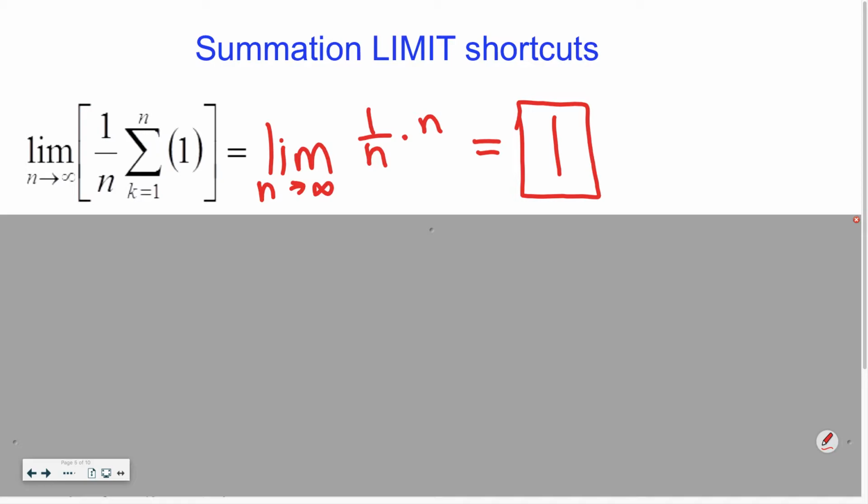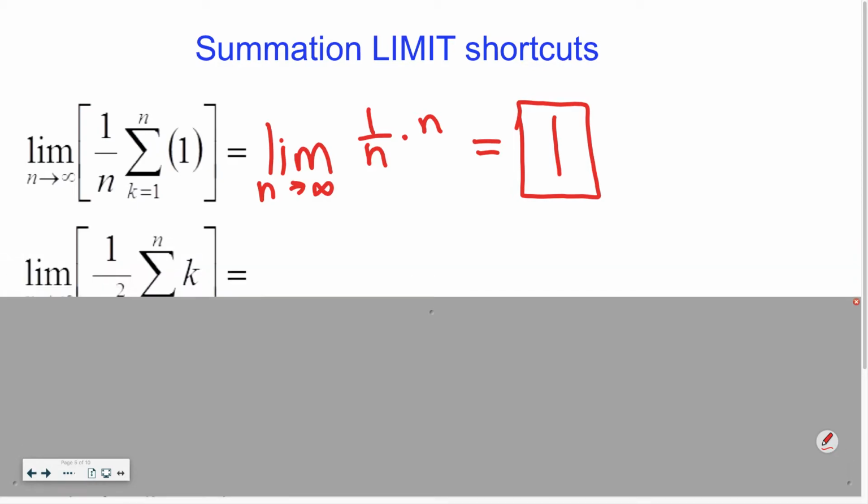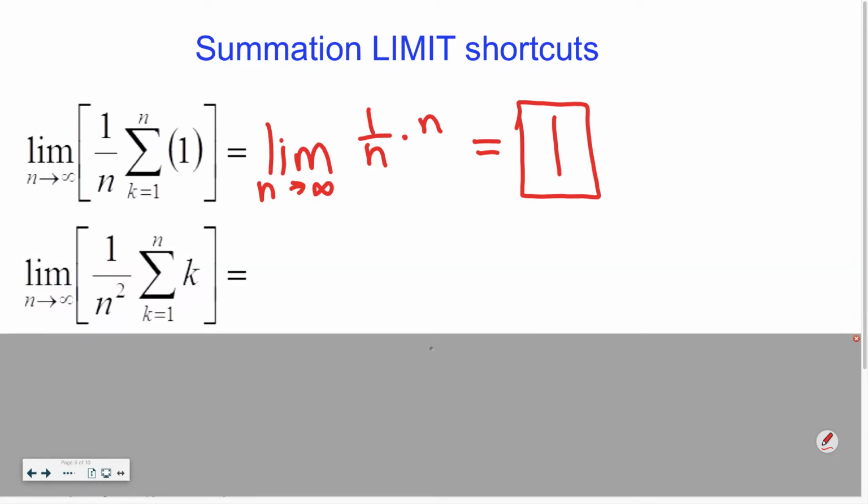Let's talk about our shortcut for when we have k inside of our summation. Because of what happens with our Riemann sums, if you are summing up k, then more than likely you will have a 1 over n squared that we can take out of the summation. This is a constant because k is what our index is.